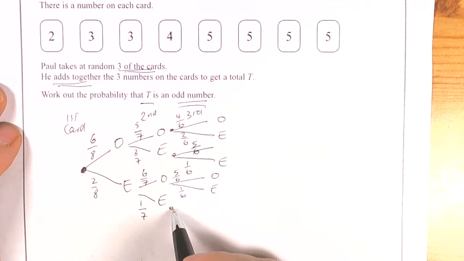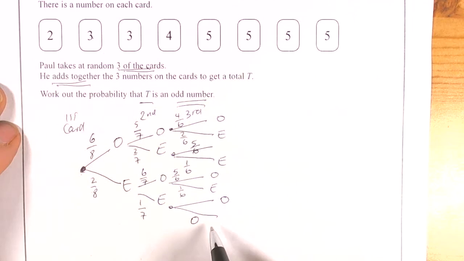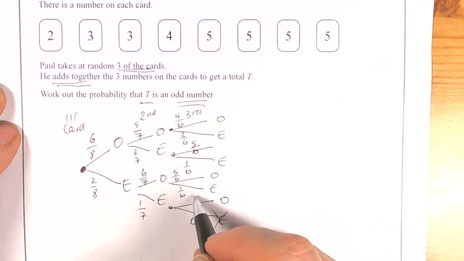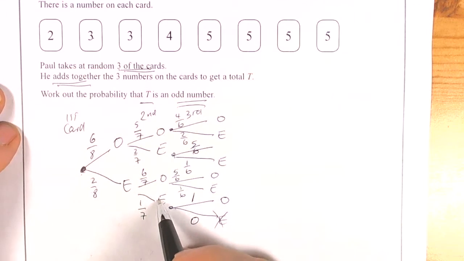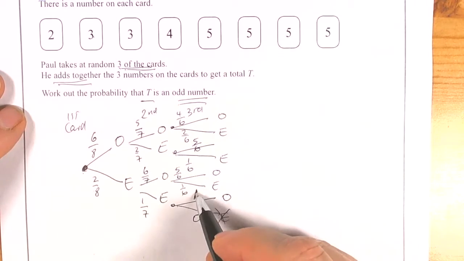And if we picked an even that way round, then we picked even, so that means there are no even numbers left, so that's not possible. So that means if we picked even followed by even, then the last one must have been an odd, so the probability of that is a whole 1.